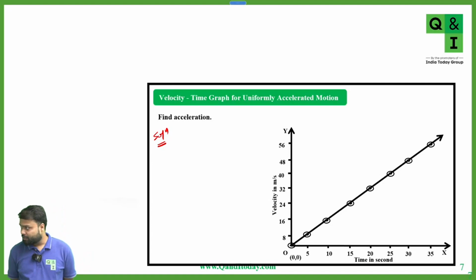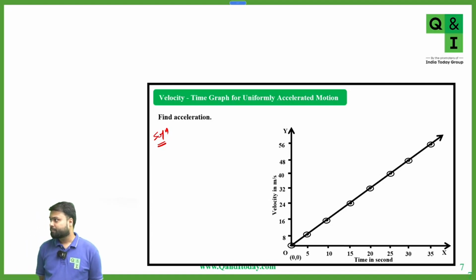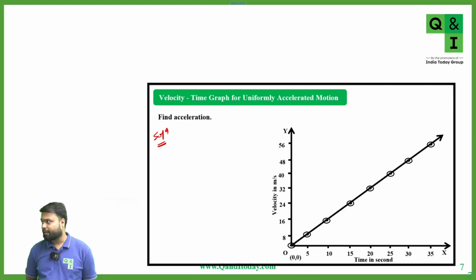Arush, if acceleration is zero, is there any change? Change in rate of velocity in a particular time. Okay. Acceleration is change in velocity with respect to time. And change may be positive, may be negative, may be zero.